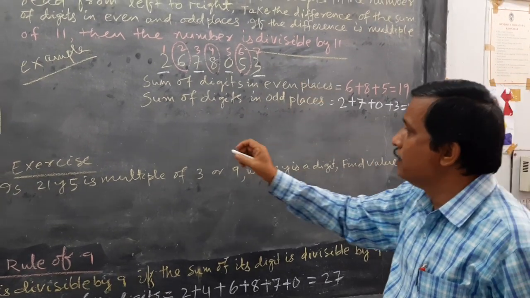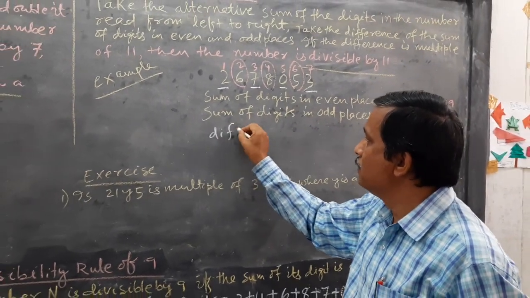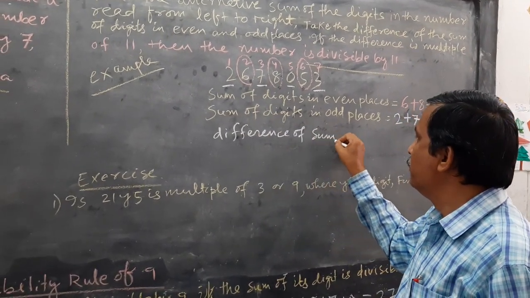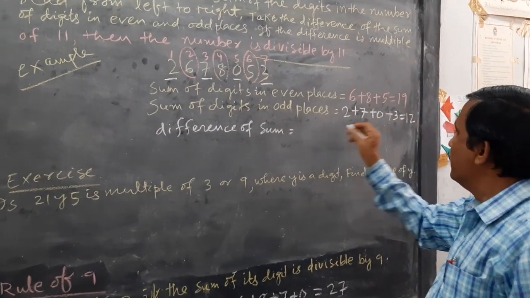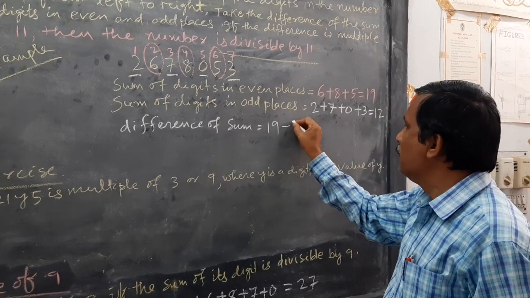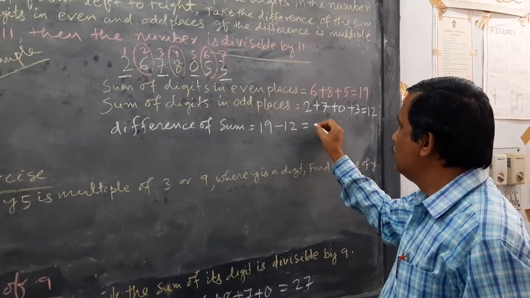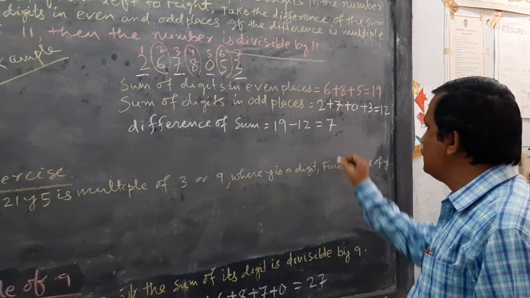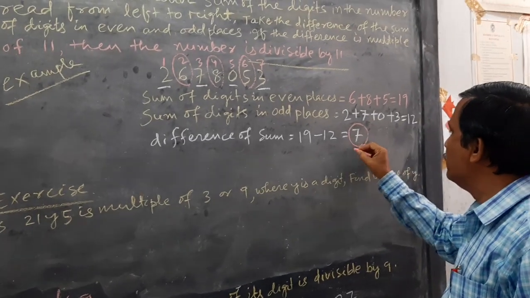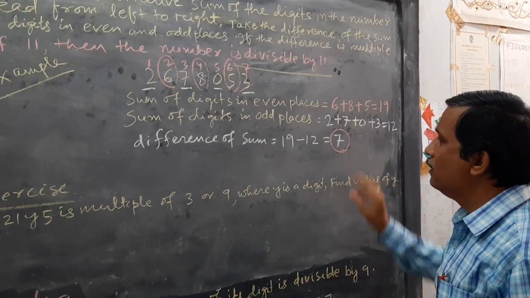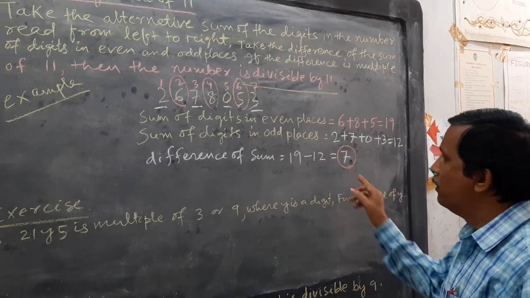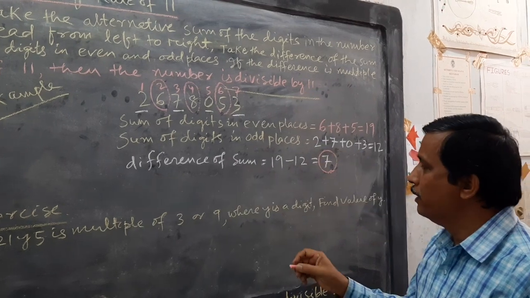Now take the difference of sum, that is 19. You have to subtract the smallest number from the greatest number. 19 minus 12, so this is 7. It says to check whether this number is divisible by or a multiple of 11 or not. Now you see, 7 is not a multiple of 11. Therefore, the total number is not divisible by 11.